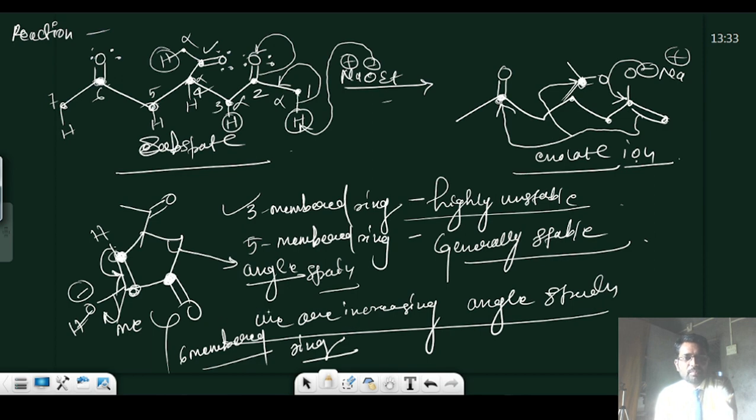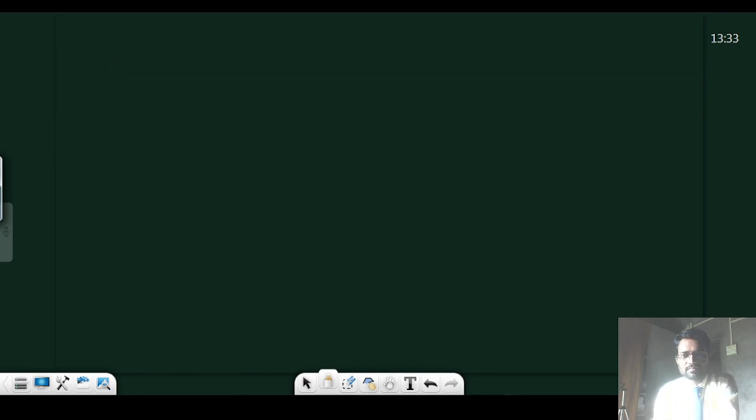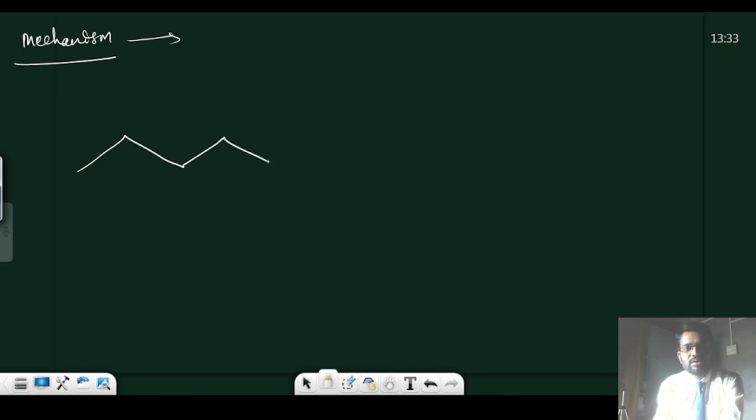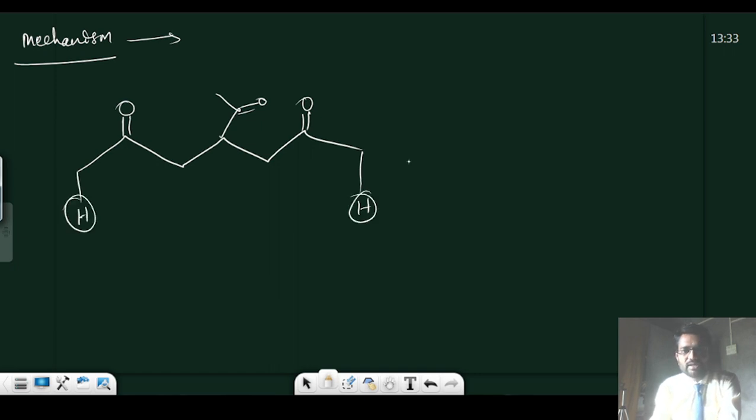So this is unstable as compared to the 6-membered ring. Okay. So let us discuss the mechanism now. So what is our substrate? This is our substrate. So we need to take this particular proton or we need to take this particular proton. So both are symmetrical in nature. You can take from this side or this side. You can abstract from this side. This is also alpha and this is also alpha.